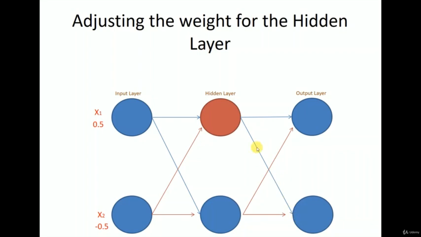Therefore, when we're updating the weights for this neuron, we're going to have to consider two paths. This is the first path and this is the second path. So the path from the first output neuron and the path from the second output neuron, because this neuron is affecting both the output neurons here.